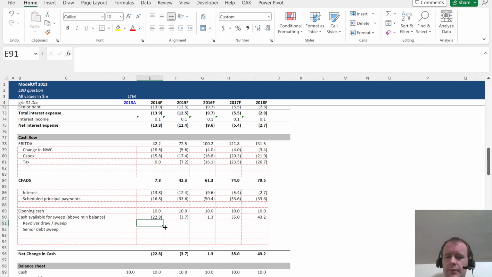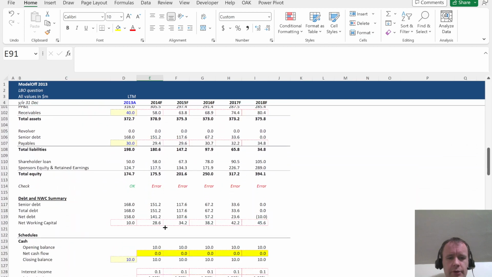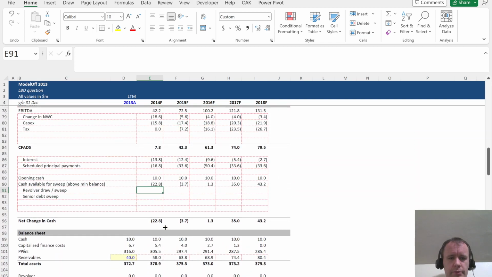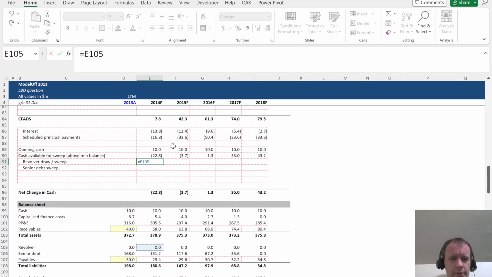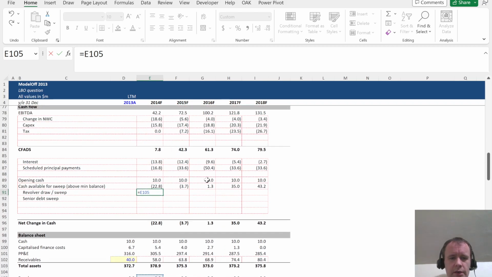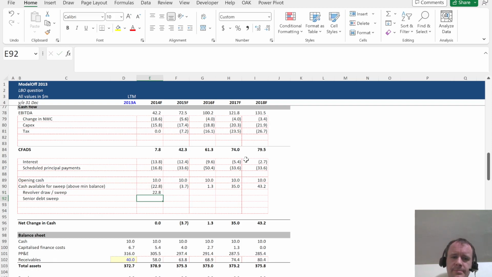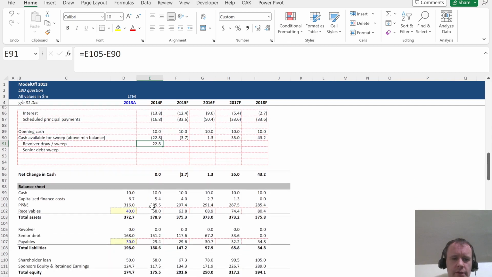Now I always like to pause when I'm about to do a revolver formula and make sure that I don't make it more complicated than I need to make it. So it is going to be the opening balance of the revolver minus the change. So in other words, if this is positive, I'll be paying it off. If it's negative, I'll be drawing on it. I'm drawing 22.8. Yes, that makes sense.